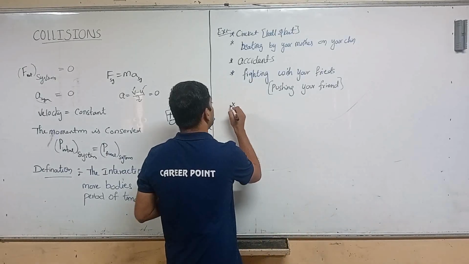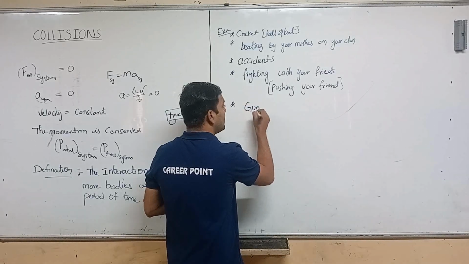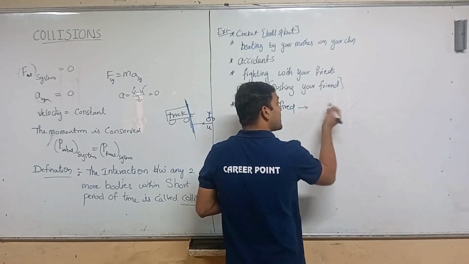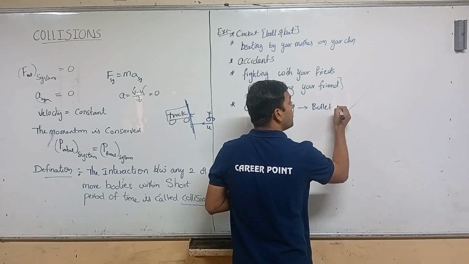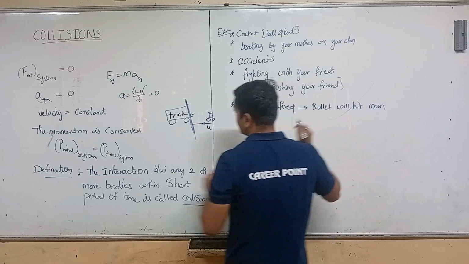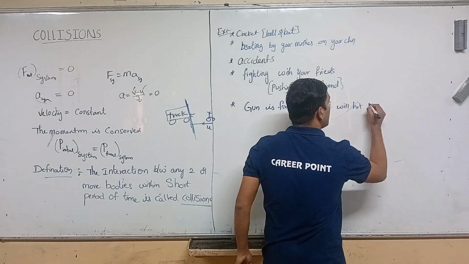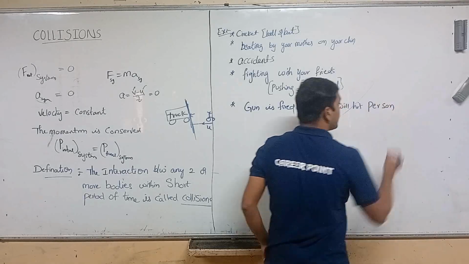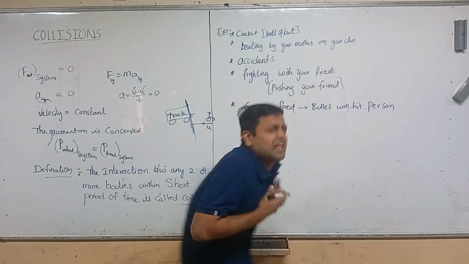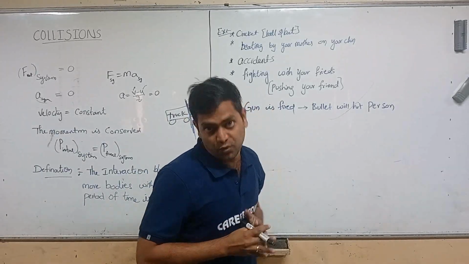Okay. Another example, you can take a bullet. Gun. You know the gun? Gun is fired. Right. So then what happens? The bullet will hit the person. Let us take a person. After the bullet hits inside the man, then the man will stagger like that. Right? Have you ever seen that in the movies? Yes, we have seen it in the movies.